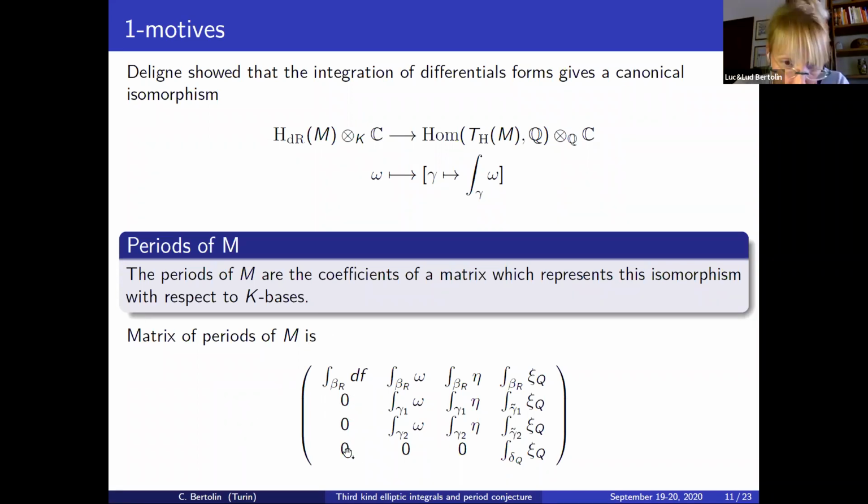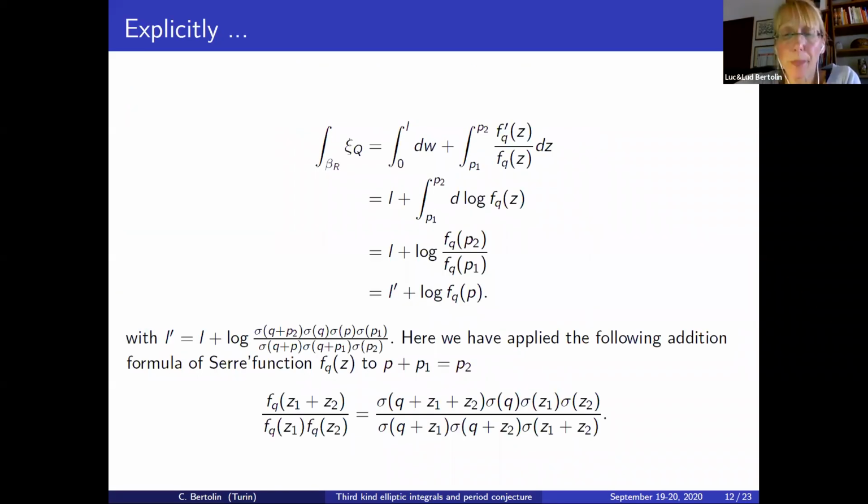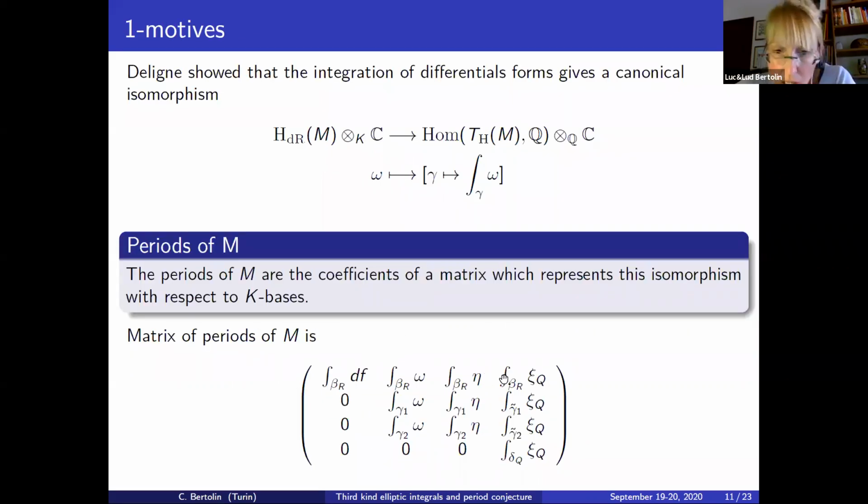In the first column and in the last row, we have a lot of zeros. This is because one of the exact sequences that I have shown to you was split. So this is due to the fact that the cohomology in some cases really splits. So the periods of M are all these integrals. We can compute them explicitly because all the integrals which appear here are quite easy to compute. What is quite new is the integral along beta r of CQ.